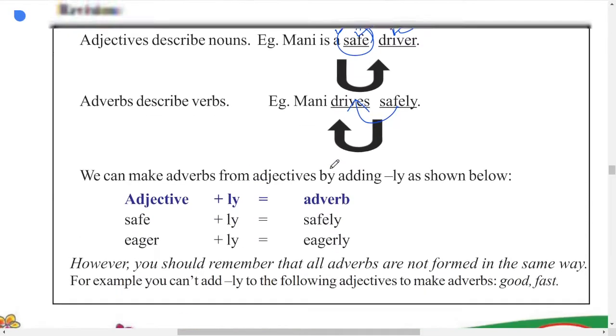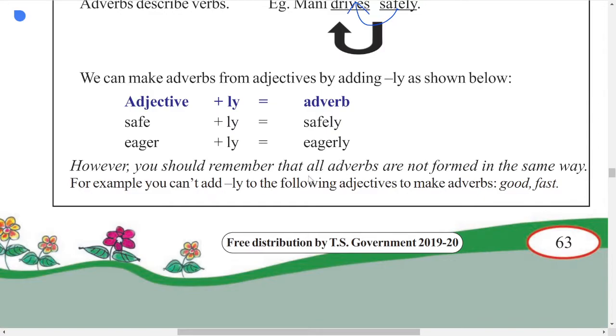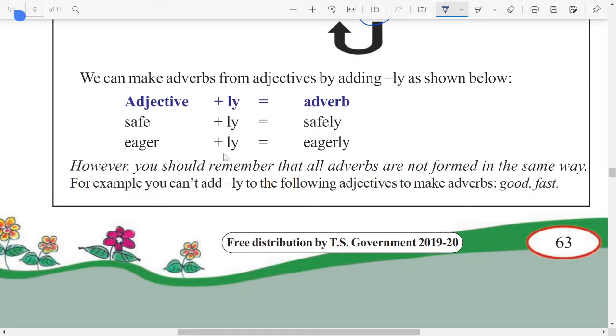Now we can make adverbs from the adjectives by adding ly as shown below. Okay, so here you can see there are some adjectives and we can add ly, and when you add ly they become adverbs. Look at this, safe, if you add ly that becomes safely, drive safely. Next, eager, ly together they become eagerly. So these are the adjectives and these are the adverbs using ly. So adverbs of manner can be formed using the adjectives in this case.